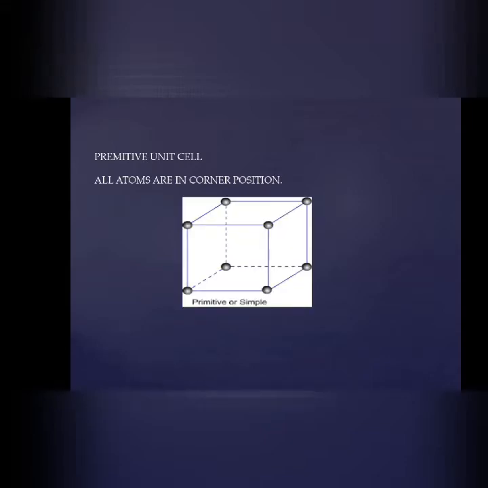Now according to the atomic arrangement, unit cells are mainly divided into two types. One is the primitive unit cell. What is a primitive unit cell? Where all atoms reside in the corner positions, that is the vertices of the unit cell. The black dots are the atoms or lattice points, which are in the corner positions, and it is known as the primitive unit cell or the simple unit cell.